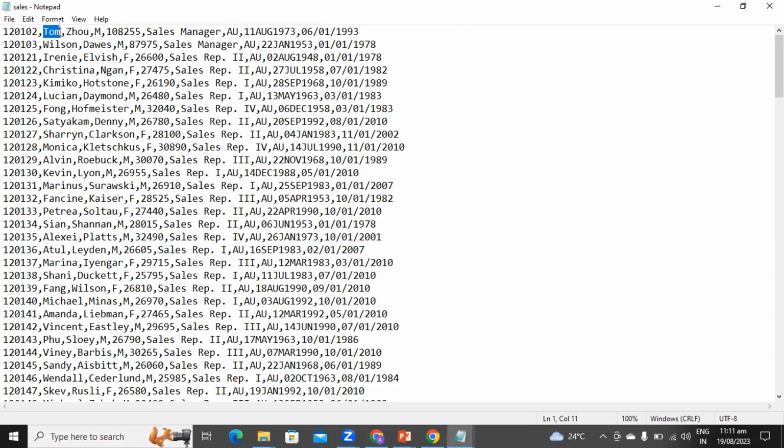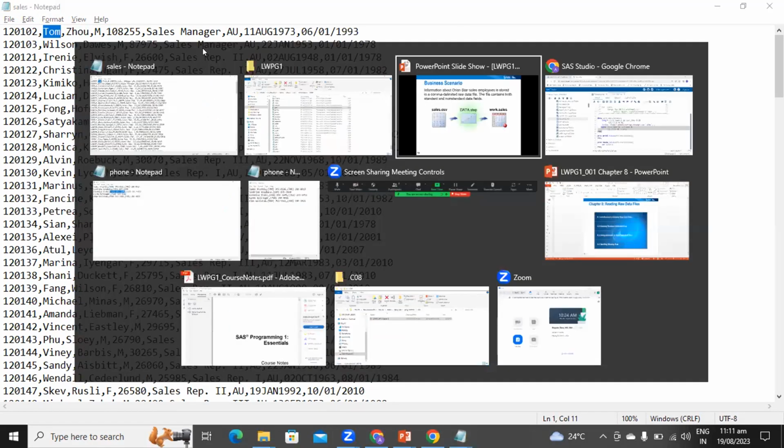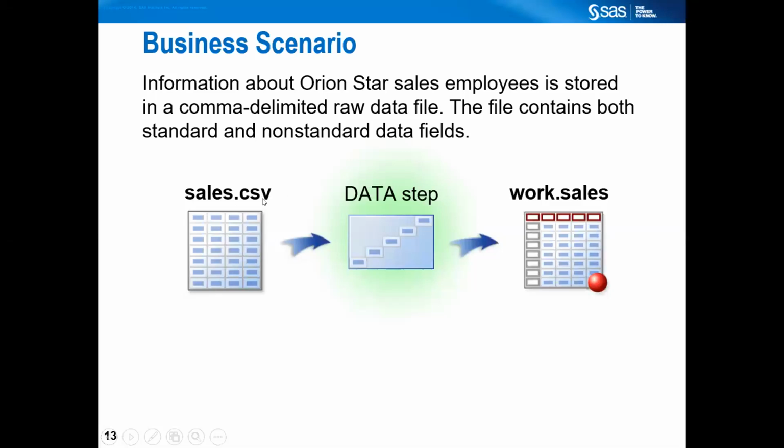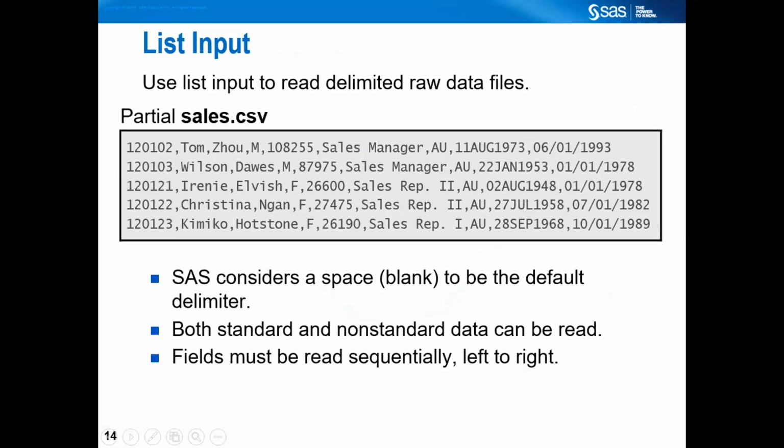Okay. So this is from sales.csv. This unstructured comma separated raw file, containing non-standard and standard data, has to be converted into properly structured data, in SAS format, by using a data step.